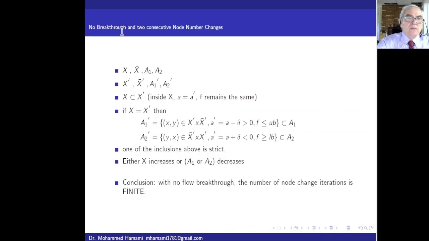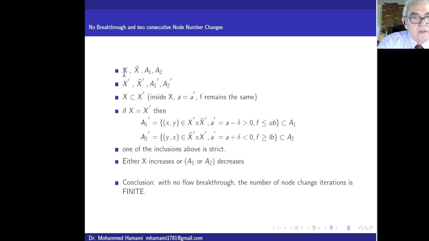Now, so we went through this. We had no breakthrough, right? We couldn't do any more flow change, and then we went through the node number change. We could have gone once, and we went back to the flow change process. We don't have a breakthrough, and we went another time. So what happened in that case?